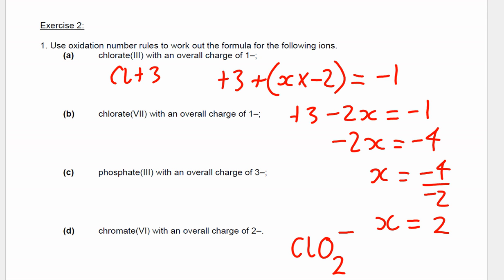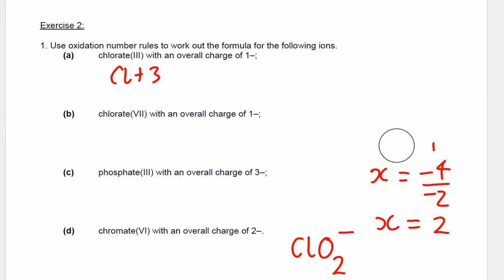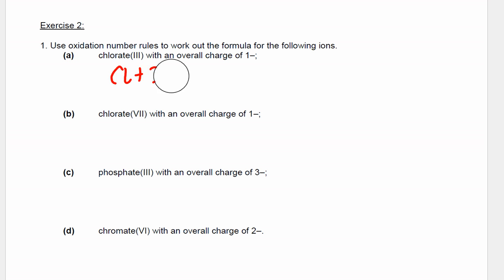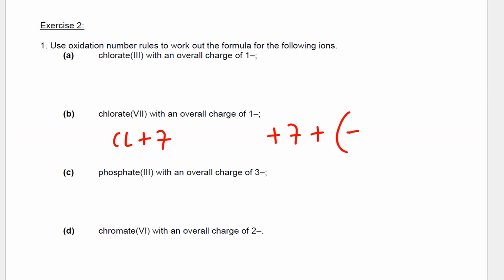Let's have a look at the next one, just to check that we understand what we're doing. This time, the Roman numeral 7, it's really important we know our Roman numerals, tells us that the chlorine has an oxidation number of +7. So I've got +7 plus, well, I'm going to have an unknown number of oxygens. That's what I'm trying to find out. Each oxygen has an oxidation number of -2. So I'm going to have -2 times the number of oxygens. That's what X is. I don't know what that is. And that will be equal to the charge on the ion, -1.